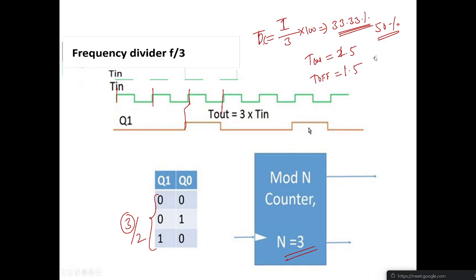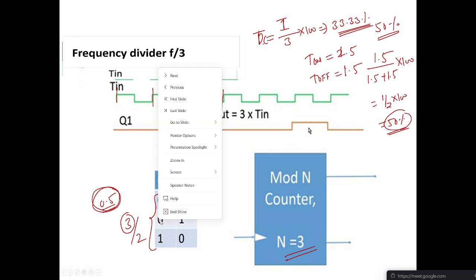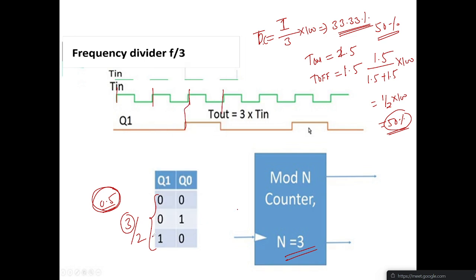Is it fine? That is 1.5 divided by 1.5 plus 1.5, into 100. So this is 1 by 2 into 100. You are getting a 50% duty cycle. So you need to alter the frequency by 0.5 times, that means you need to take this 0.5 from the off state and give it to the on state.